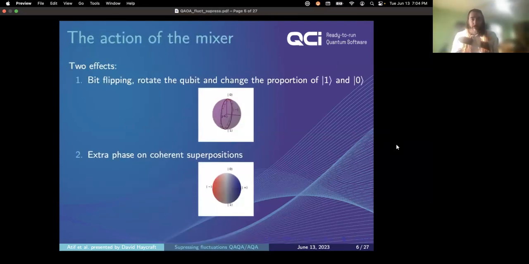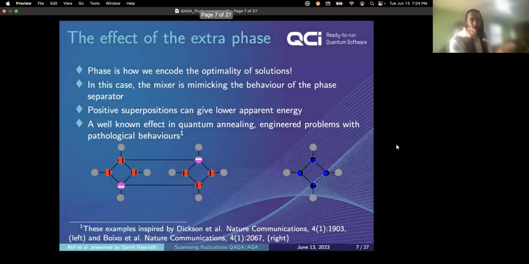The action of the mixer applies two effects. The first is bit flipping. It rotates the qubit and changes the proportion of 1 and 0 states. And then it also applies extra phase on coherent superpositions. The effect of extra phase is basically how the problem is encoded to obtain optimal solutions.